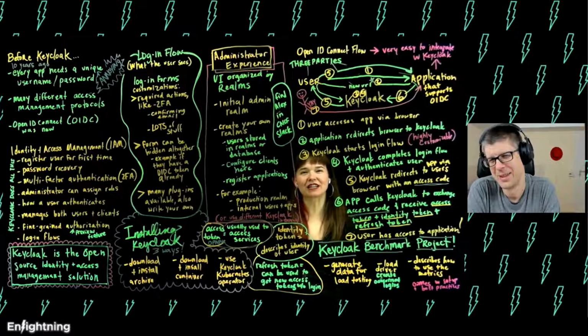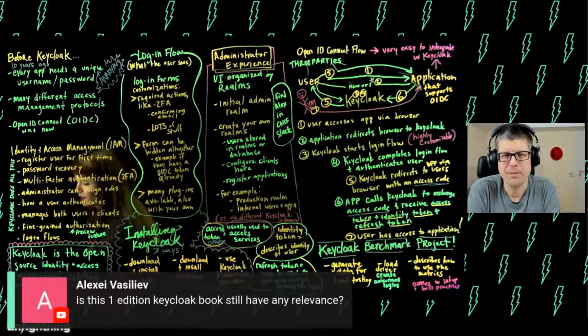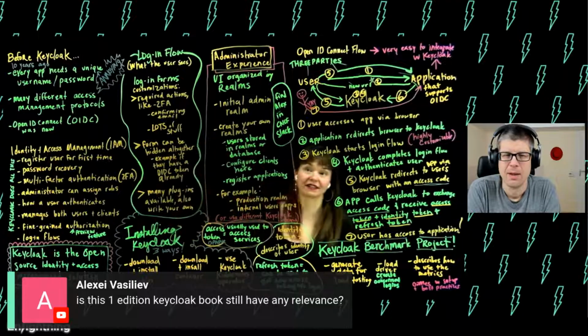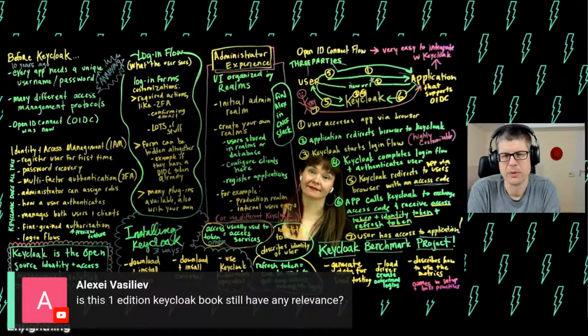We have a question: is the first edition Keycloak book still relevant, or is it important to get the latest edition? I think the first edition was still covering the Wildfly edition of Keycloak. It was very different to configure. And the second edition now covers the Quarkus distribution of Keycloak. So I think there's a lot of updated content in there.